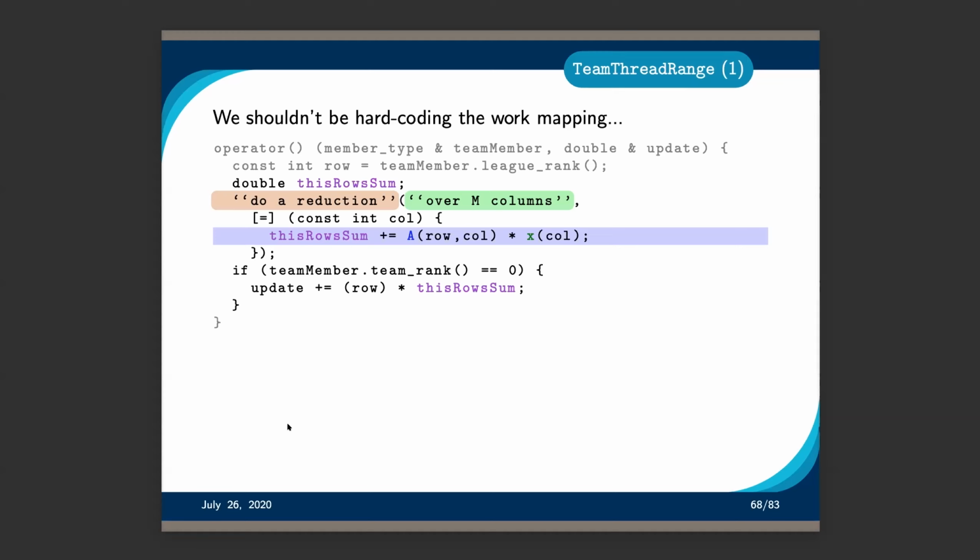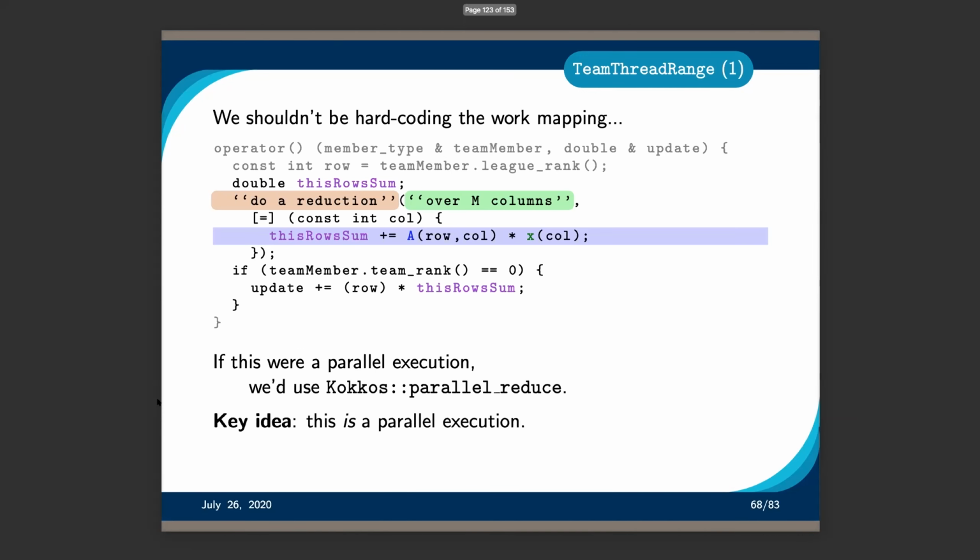So what we now want to do is this nested loop. We start this thing with the team member, right? We say the row index is now the league rank. We assign each team to one row. And then we want to do that reduction, and it's essentially a reduction over m columns. If we were encountering that as serial code, we would say, oh, this is a parallel reduce, right? It's a parallel pattern. Click. And the point is, it is. Click. This is parallel execution again. It's a nested parallel pattern using, or exposing parallelism to, the team.